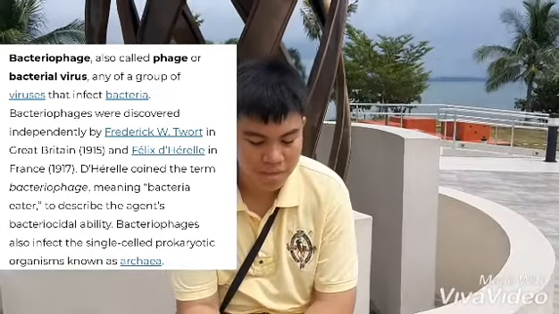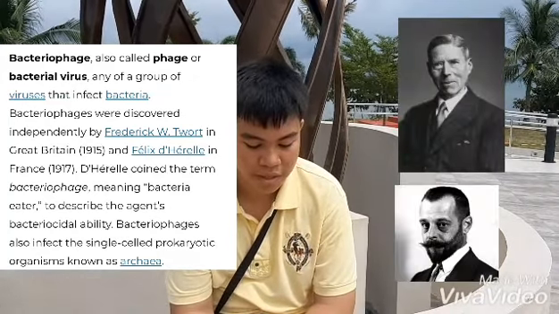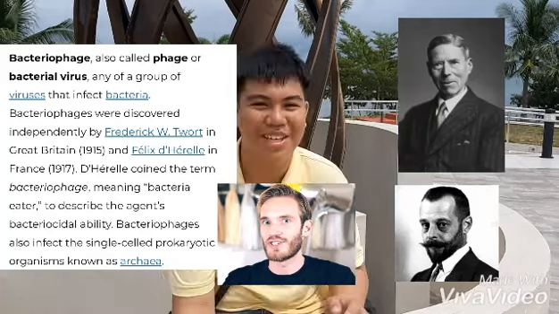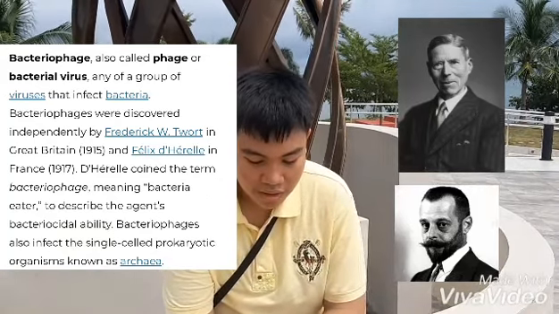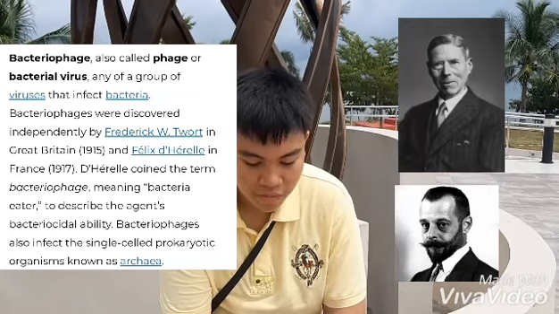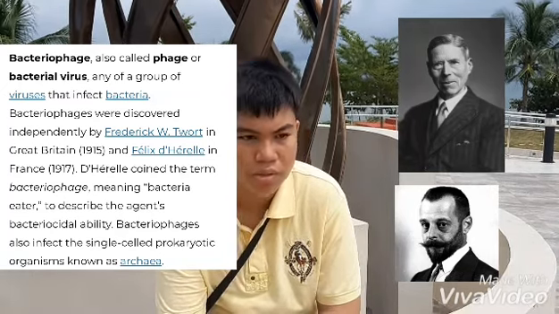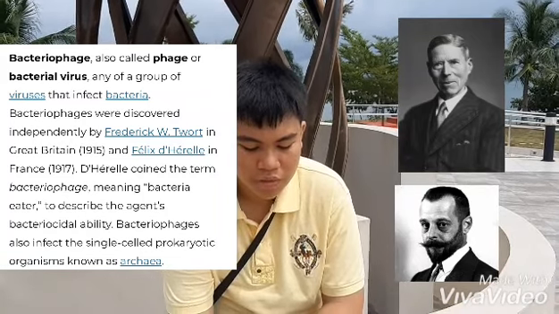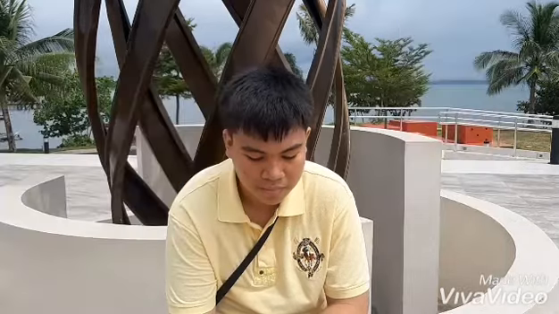Bacteriophages were discovered independently by Frederick W. Twort in Great Britain in 1915 and Felix d'Herelle. In 1917, Dr. d'Herelle coined the term bacteriophage, meaning bacteria eater, to describe the agent's bacterial ability, which was seen in the microscope. Bacteriophages also infect the single-celled prokaryotic organisms known as archaea.